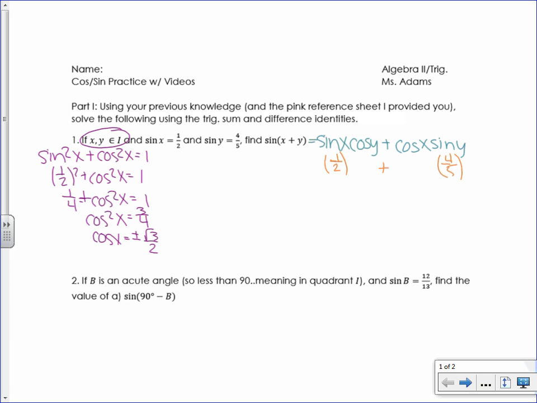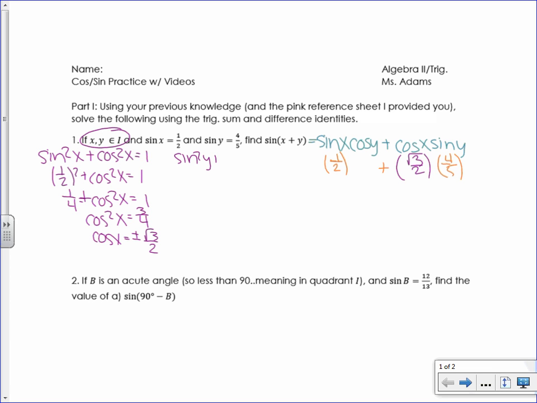And it says that both of mine are in quadrant 1. In quadrant 1, my cosines are positive. So when I plug in for the cosine of x, I'm plugging in positive the square root of 3/2. Then I can do my work for my y.